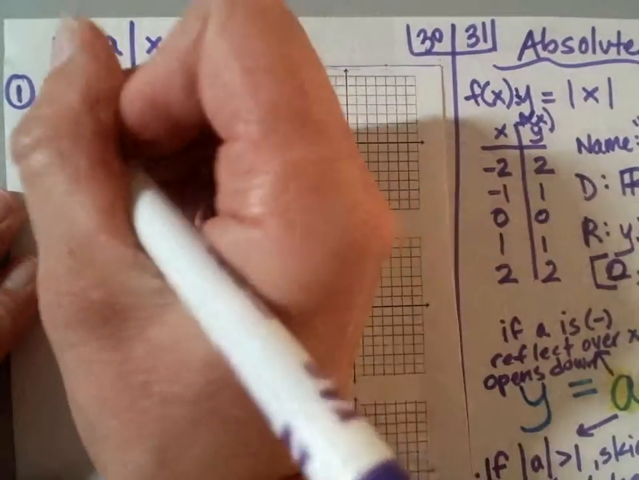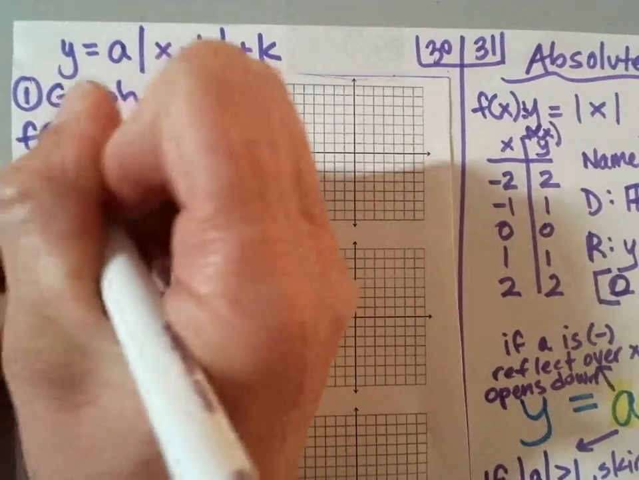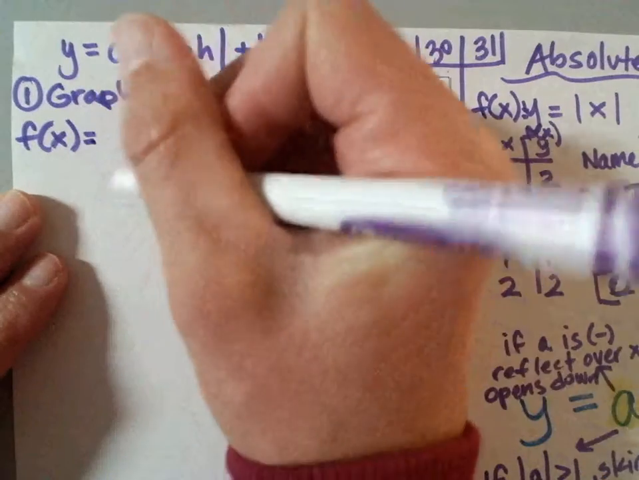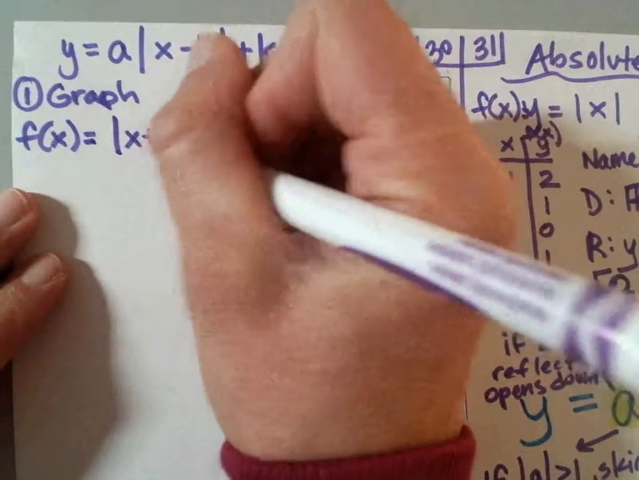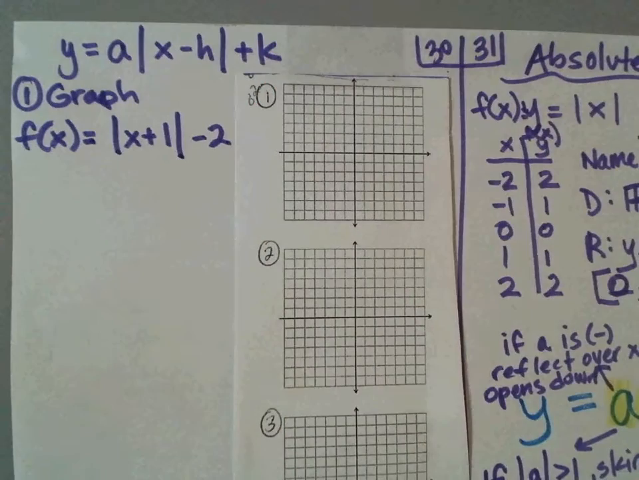So let's pretend number 1 says, I want you to graph f of x equals absolute value of x plus 1, close your bar, minus 2. The absolute value of x plus 1 minus 2. All right, and this is something that you're not going to rely on Desmos for. When you go to do the ACT, you can't use Desmos. So your test on this stuff, we're going to test for now without Desmos. There will be time later in the year when I let you use it, but not for this.